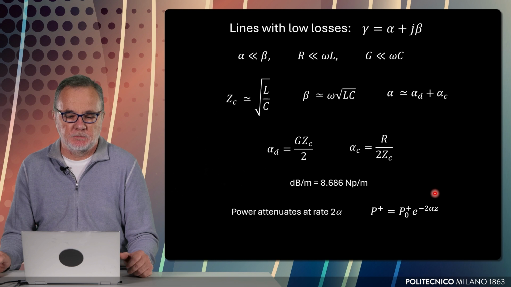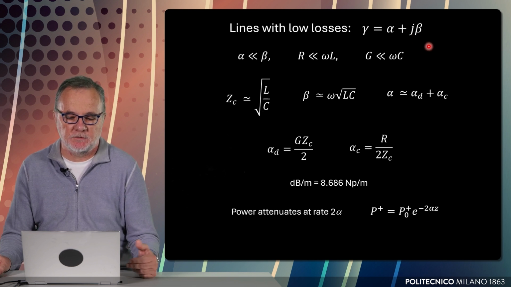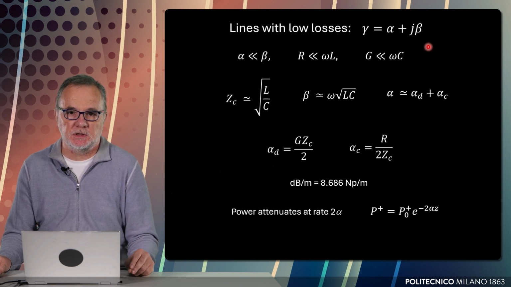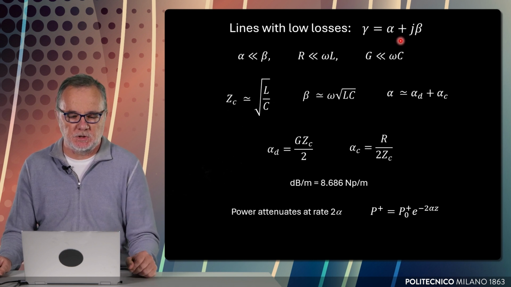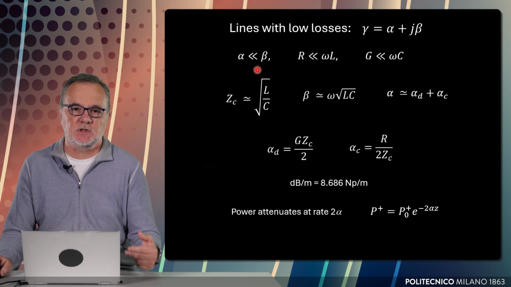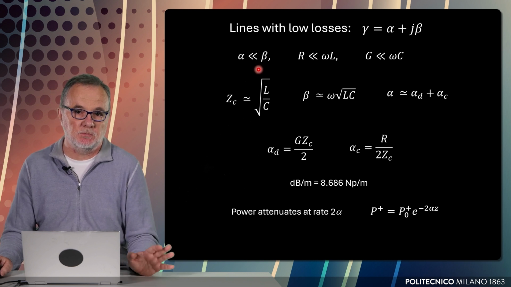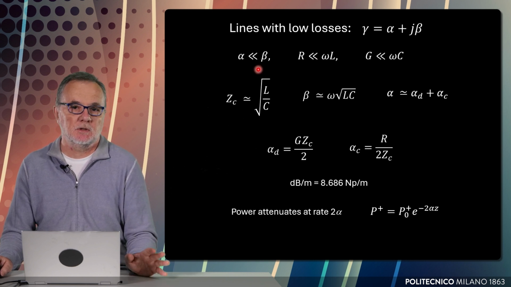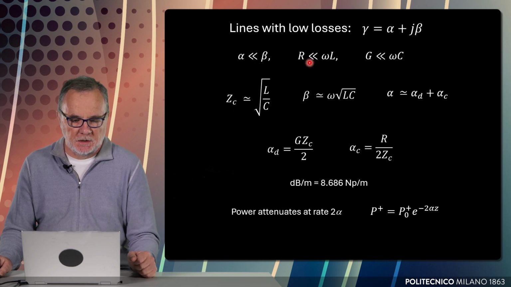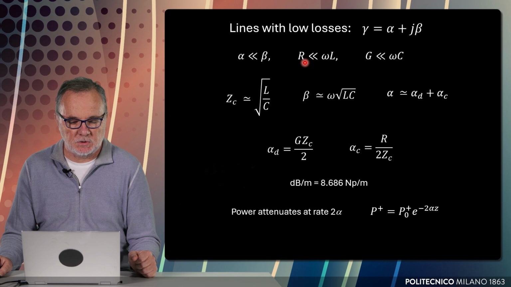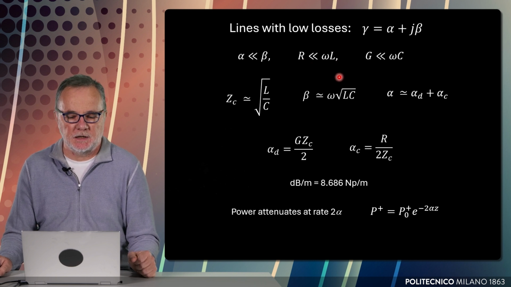A very important case is the special case of lines with low losses, in which the materials are close to ideal, so we have very good conductors and good dielectrics. This condition corresponds to alpha being much less than beta. As we already said, we can compare alpha and beta because in practice they have the same units. This also corresponds to R being much less than omega L and G being much less than omega C. These two must hold for this to happen.